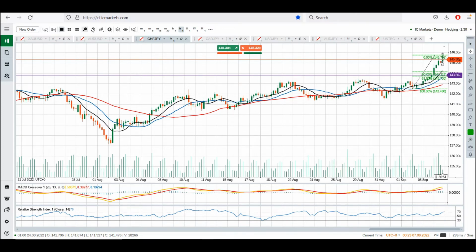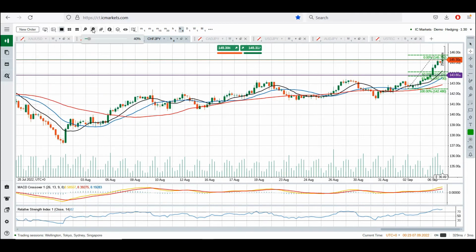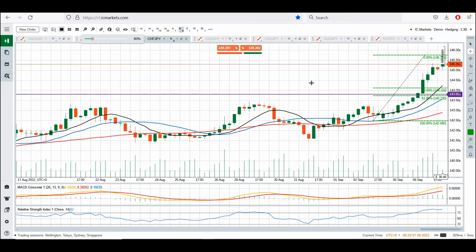This is the 4 hours, so if we zoom in, we can see we are in an uptrend. We have the moving averages fanning and in the correct order for an uptrend, and currently the Fibonacci retracement from the previous low all the way up to the high is clustering quite nicely with the 143.80 level. So that's that top spike on the weekly chart. So I'm looking for a pullback in and around that area.